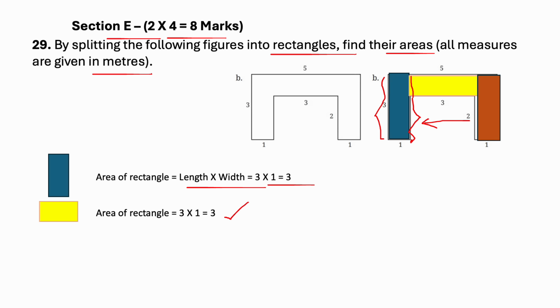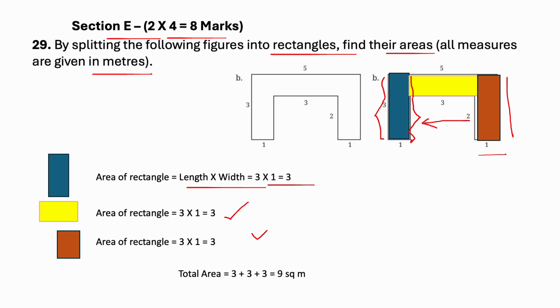Next one, third rectangle. Here width is 1. What is its length? It is given as 3. So area is 3 into 1, 3. So what is the total area? Total area is 3 plus 3 plus 3, that is 9 square meter.